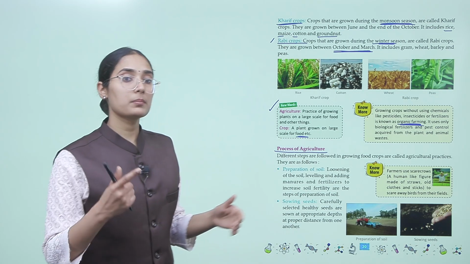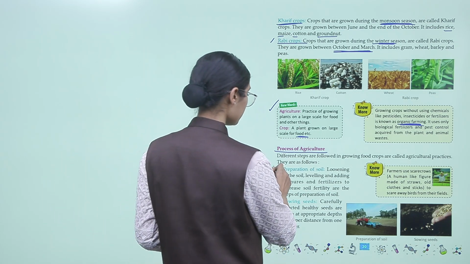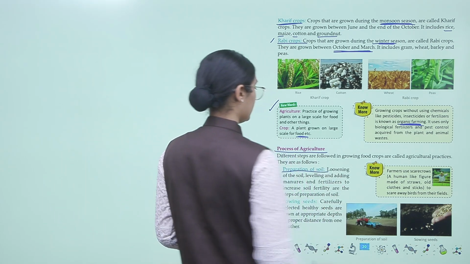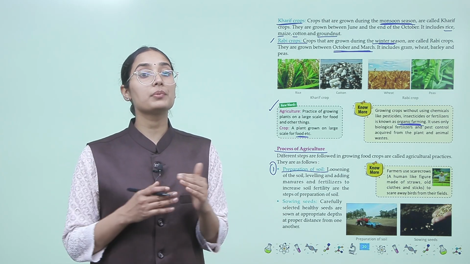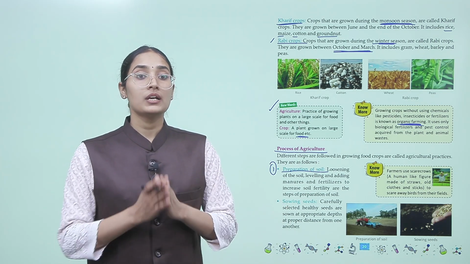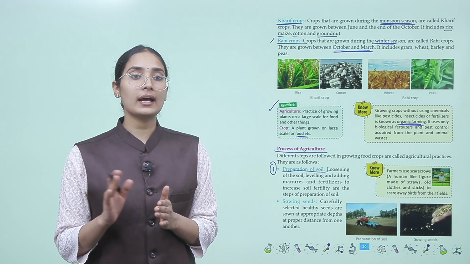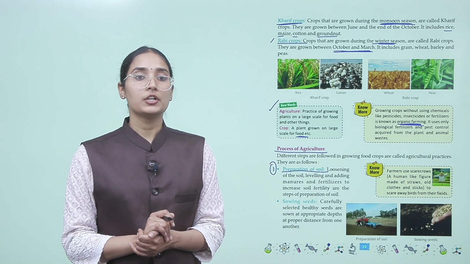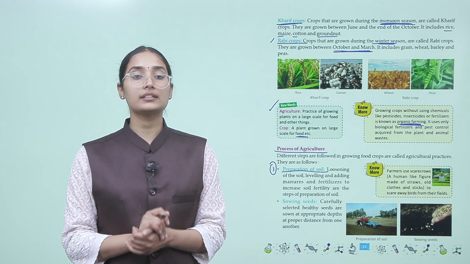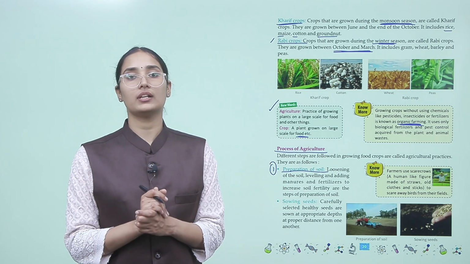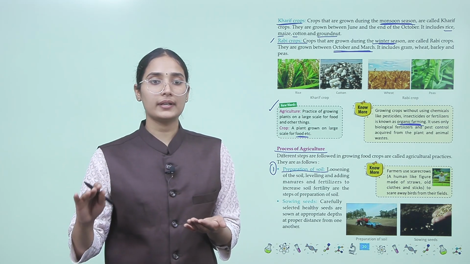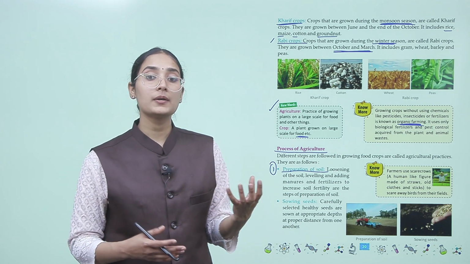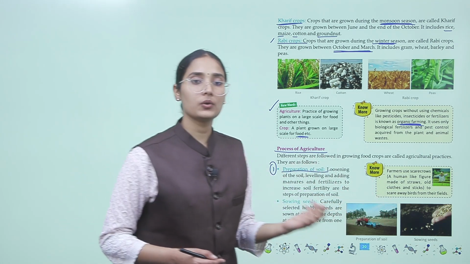First is the preparation of soil. Firstly, we prepare the soil, right. Loosening of the soil, leveling and adding manures and fertilizer to increase soil fertility are the steps for preparation of soil. So, what do we do first? We level the ground, right? We add manures, basically we enrich the soil, okay?